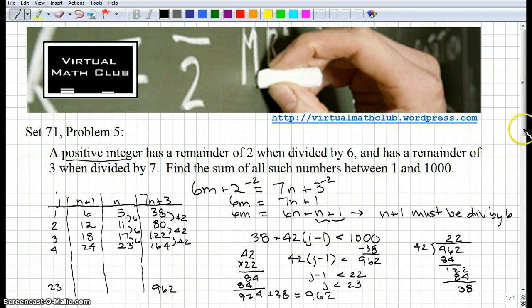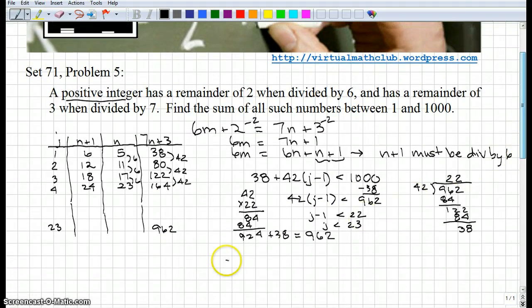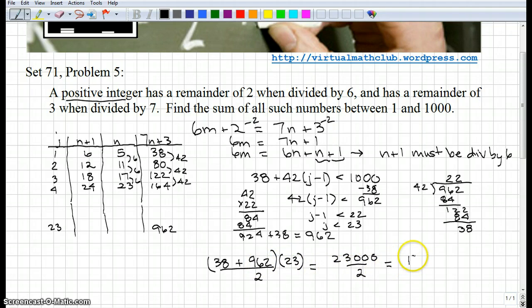All right, so let's sum this arithmetic sequence. How do we sum an arithmetic sequence? We take the first number, 38, plus the last number, 962, times the number of numbers in this list. I listed the ordinal number here, so there are 23 terms. So we have 23 numbers, and divide that by 2, right? So what does that end up giving us? 962 plus 38 gives us 1,000, right? So 1,000 times 23 divided by 2, and I can divide that by 2, and I'll get 11,500. All right. So this is our sum.